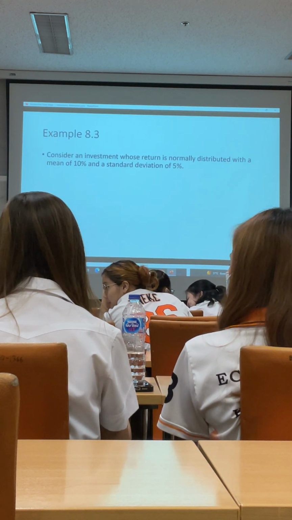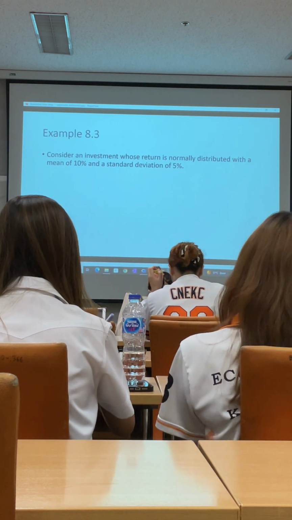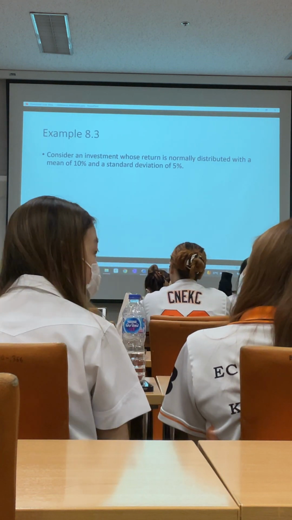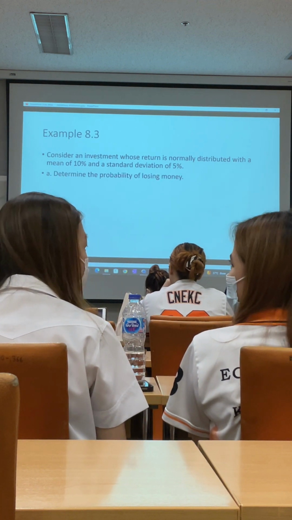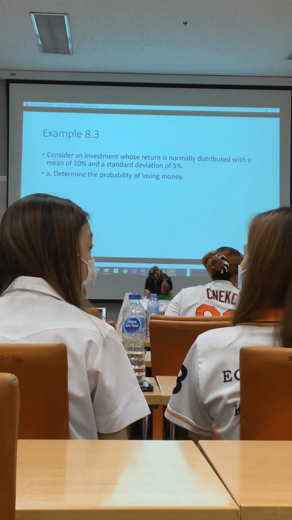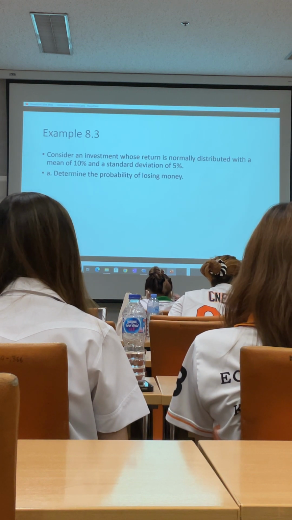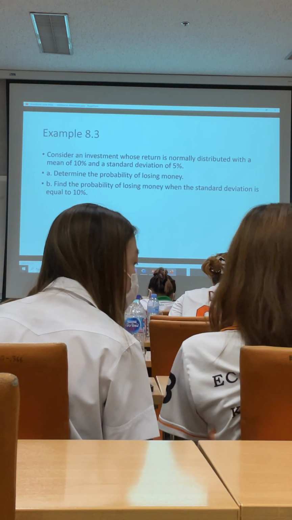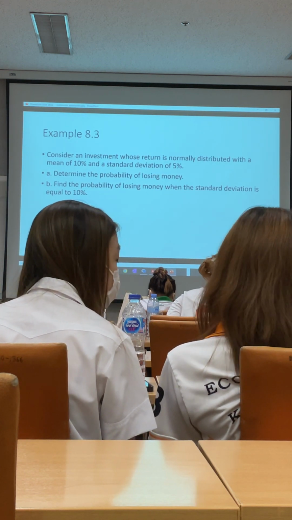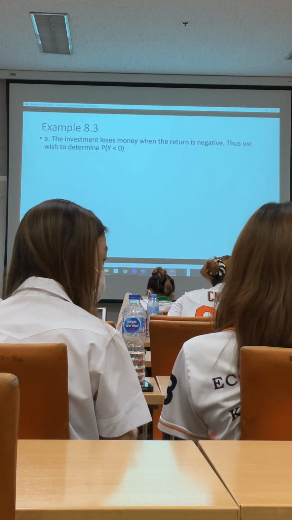Now, another example. Consider an investment where the return is normally distributed with a mean of 10% and a standard deviation of 5%. First, determine the probability of losing money. In other words, determine the probability of negative return. B, find the probability of, again, losing money if we increase the standard deviation to 10%. Let's do the first question.